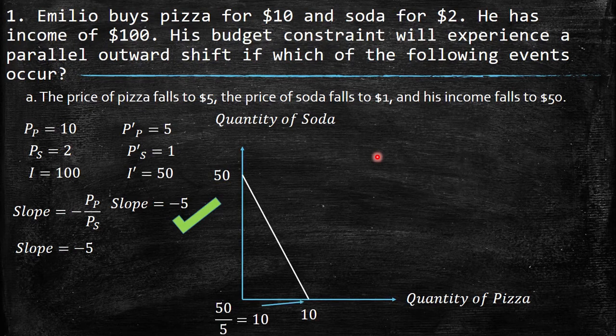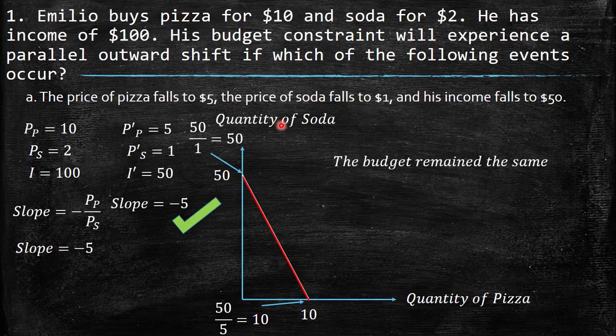Then regarding the situation, we have the income, which is 50, over 5, which is the price of pizza. If you spend all the money on pizza, you will get 10. So this is exactly the same. Then for the other one, 50, the income, over the price, you will get 50. So at the end of the day, you have exactly the same curve. The budget remained the same. It's exactly the same, so this cannot be the complete answer.